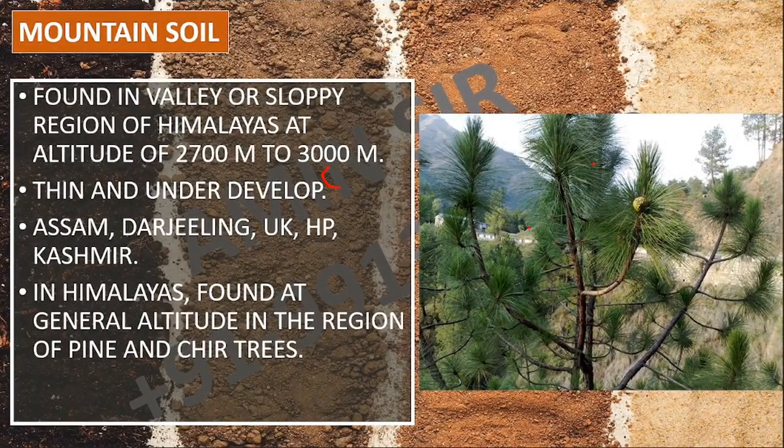Next is mountain soil. Definitely its name says mountain. It is found in the valleys or sloping regions of the Himalaya, about 2700 meters to 3000 meters. This kind of soil is always thin and underdeveloped. If we talk about the hilly areas of India, it is in Assam, Darjeeling, UK meaning Uttarakhand, HP meaning Himachal Pradesh, and Kashmir.